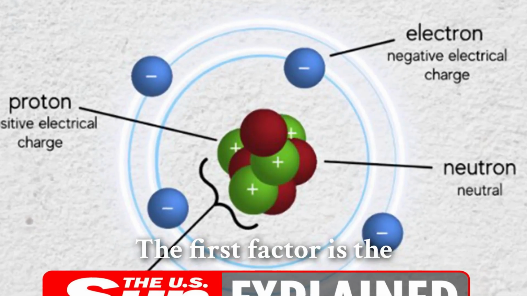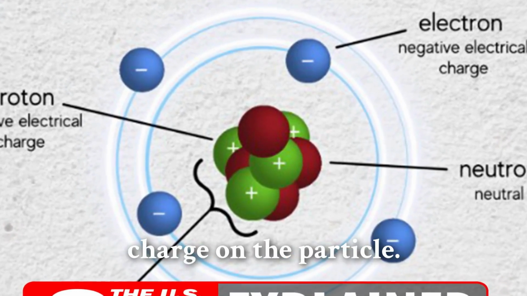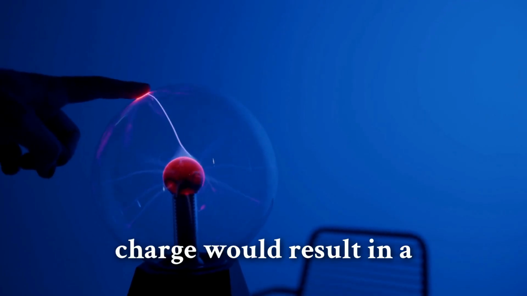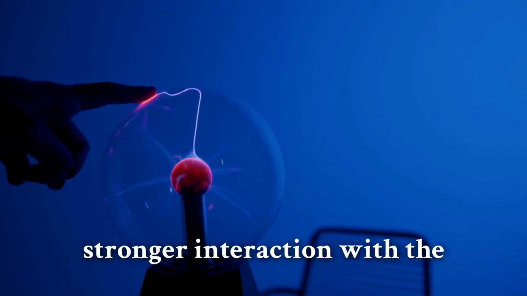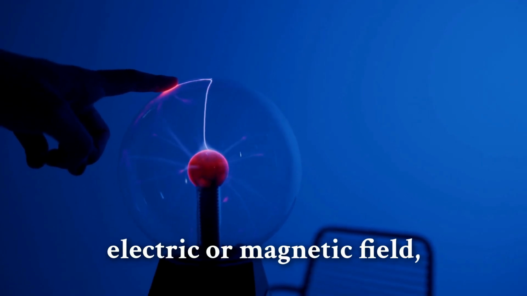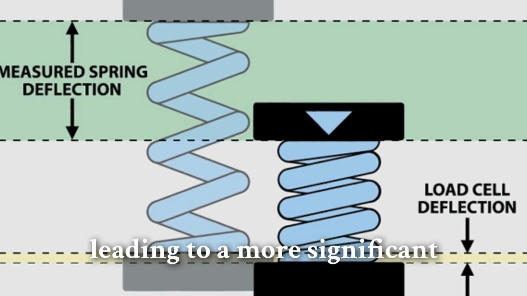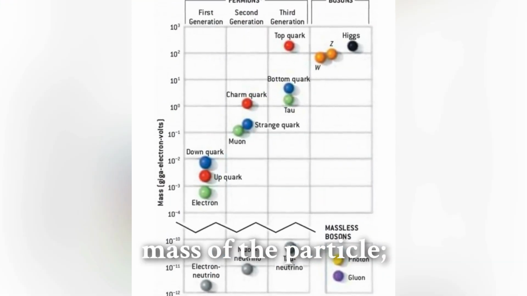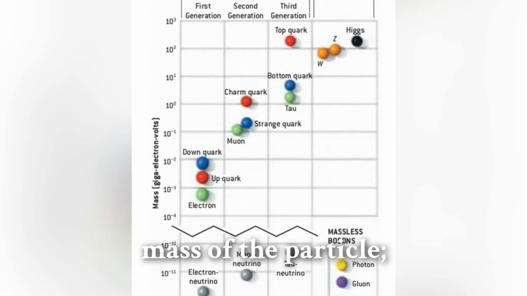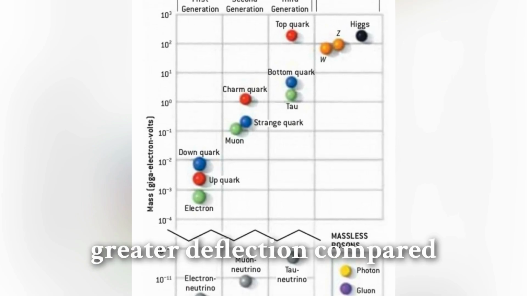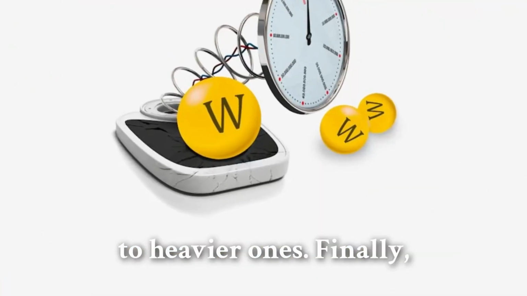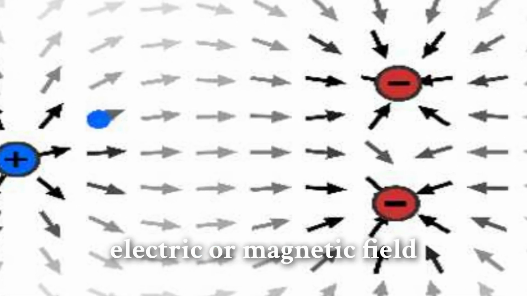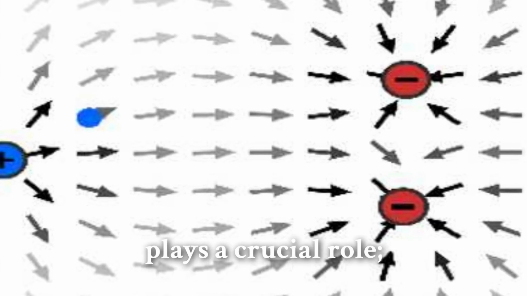The first factor is the magnitude of the negative charge on the particle. Thomson reasoned that a greater charge would result in a stronger interaction with the electric or magnetic field, leading to a more significant deflection. The second factor is the mass of the particle. Lighter particles experience greater deflection compared to heavier ones. Finally, the strength of the applied electric or magnetic field plays a crucial role.